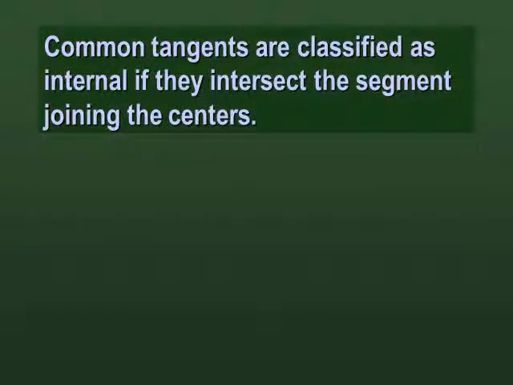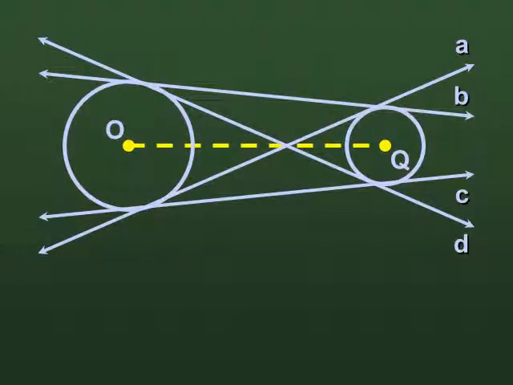Common tangents are classified as internal if they intersect the segment joining the centers. So let's look at a picture. The segment OQ is the internal area of these two coplanar circles. If I draw all four of these lines, A, B, C, and D, they are all common tangents. We just have internal common tangents and external common tangents. B and C touch the external of both circle O and circle Q.